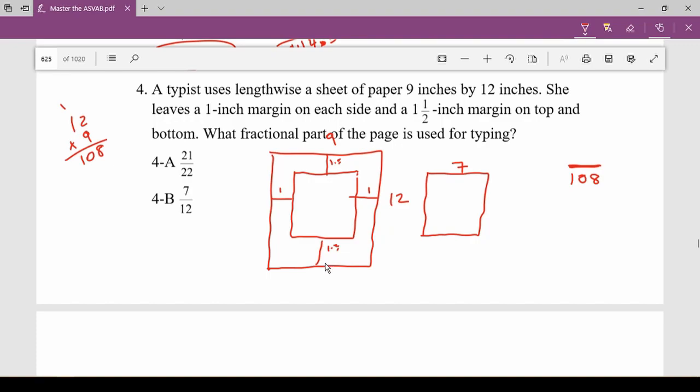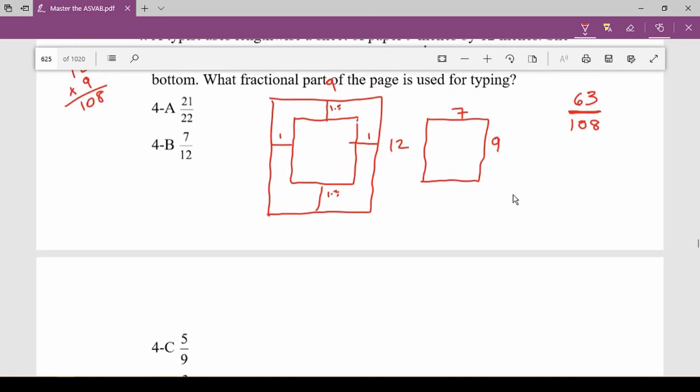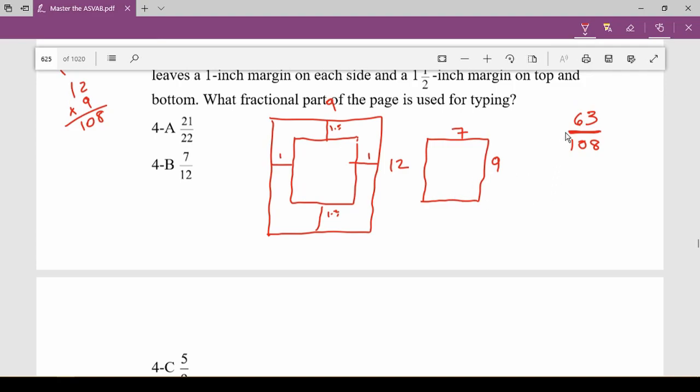1.5 plus 1.5 is 3. So we see we're losing 3 inches total on top and bottom. So this 12 is subtracted by 3 to become 9. Again, this is going to be our numerator of the fraction since it's going to be smaller. 9 times 7, of course, is 63. Now, we look for this as our answer choice. We don't see it. So in that case, we have to reduce this.